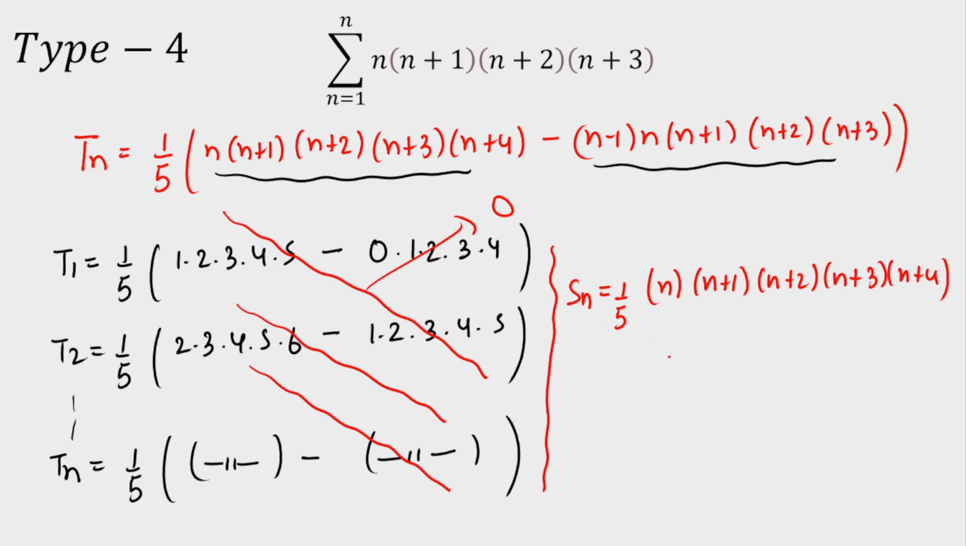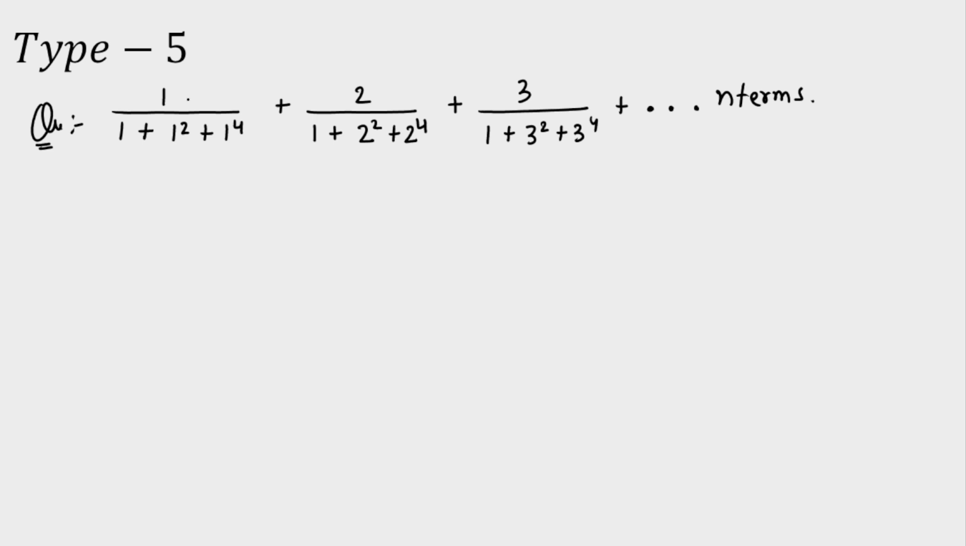Let's move to type 5. Now let's start with type 5, that is the miscellaneous first part. So far I've covered type 1 to type 4 that are pretty standard types. So in this question it's given as 1 upon 1 plus 1 square plus 1 raised to power 4, plus 2 upon 1 plus 2 square plus 2 raised to power 4, and similarly 3 upon and this.